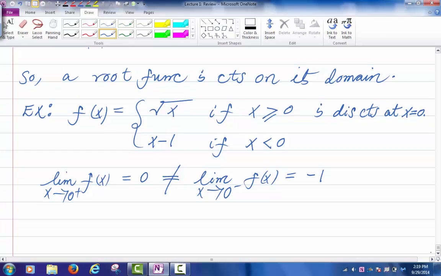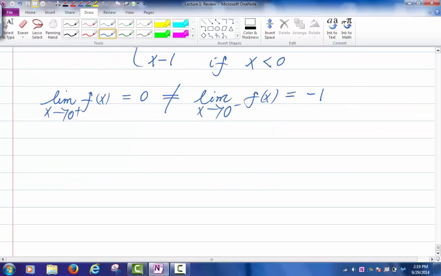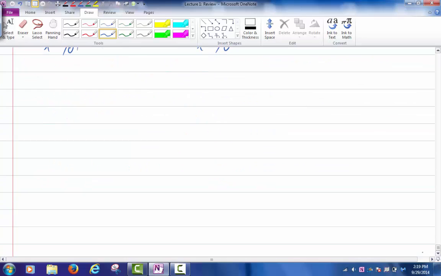So even though, notice that in this case, 0 is in the domain of the function, right? 0 is in the domain of the function, but the function is discontinuous there. Okay? So again, when I say root function, I mean a function given by one algebraic formula. Okay? All right. Here is a theorem.